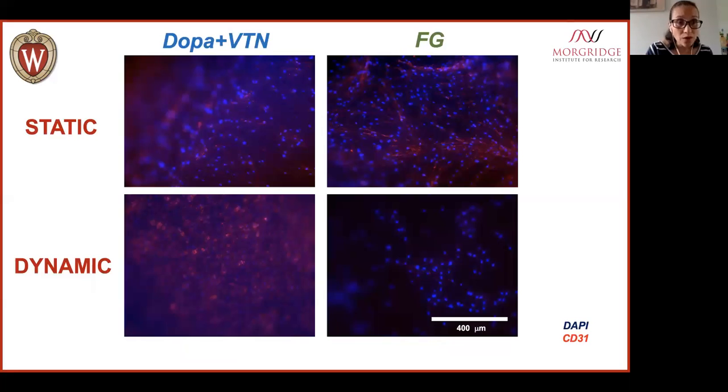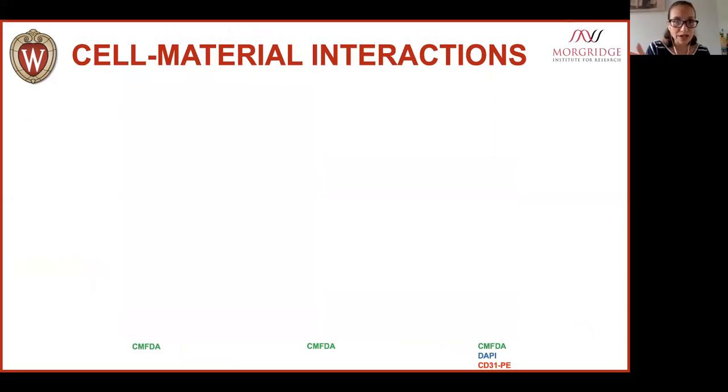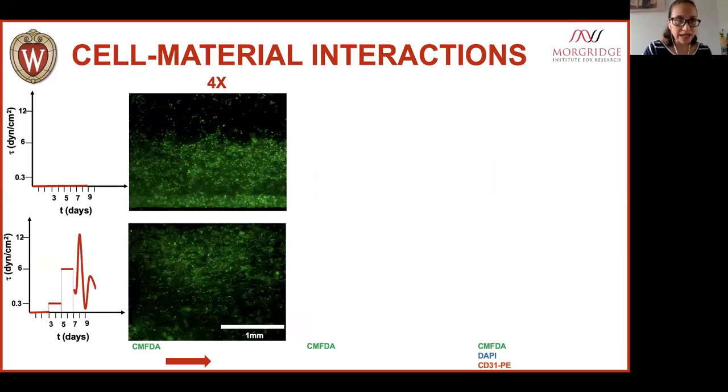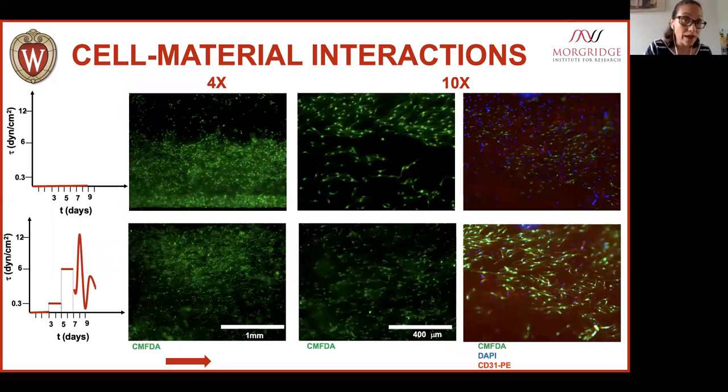When we went to our dynamic condition, we realized that the cells start to detach and become really patchy. So for that reason, we took a step back to look more closely at the cell-material interactions. And we realized that if we take a closer look at what is happening to our cells every day, we are able to see how they attach and to improve a little bit what happens in our vessels.